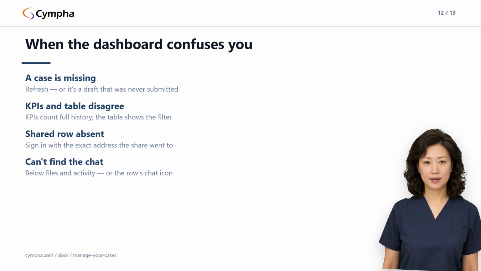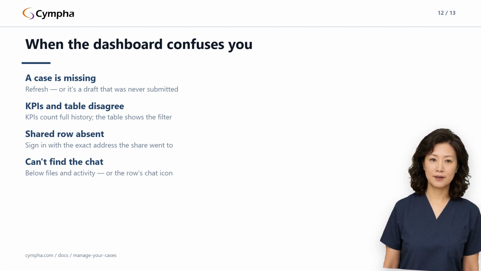Fourth, I can't find the chat for a case. Open the case detail and scroll down. The chat panel sits below the file list and the activity log. Or skip that entirely and click the chat icon on the dashboard row, which opens it in a side sheet without leaving the dashboard.